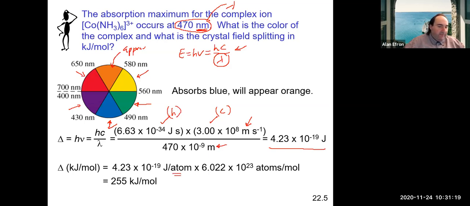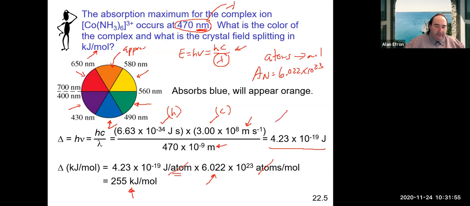Since we're looking for kilojoules per mole, to go from atoms to moles, you probably know that is our good friend Avogadro's number, 6.022 times 10 to the 23. That's why we have this part of the calculation here. That gives us 6.022 times 10 to the 23 atoms per mole. The atoms will cancel, leaving joules per mole, and dividing by 1,000 gets us to kilojoules per mole.